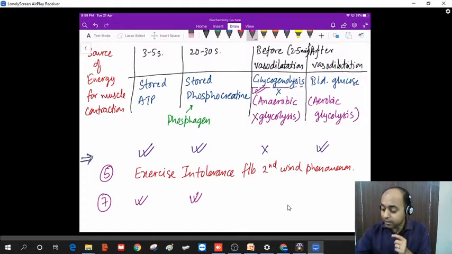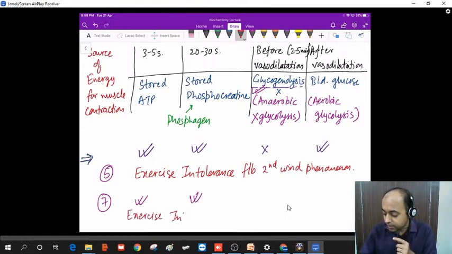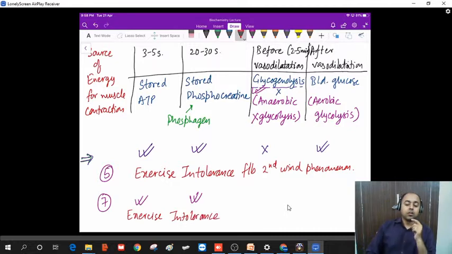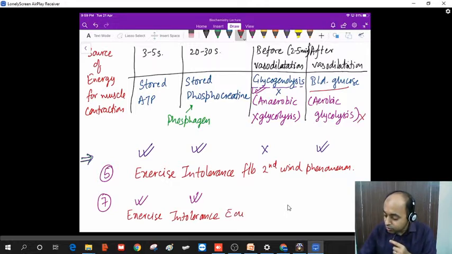So again, what we'll find here is exercise intolerance. All right, but when you go to stage 4, blood glucose has increased. How will it be metabolized? By glycolysis. Glycolysis cannot occur. PFK1 is not there. So here we don't have the second wind phenomenon.